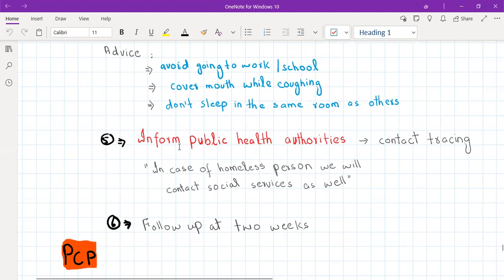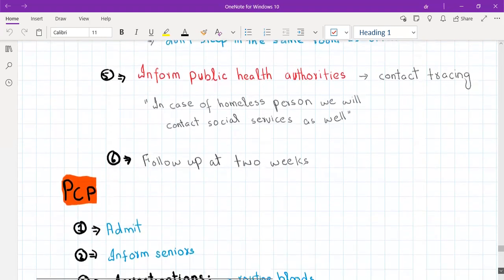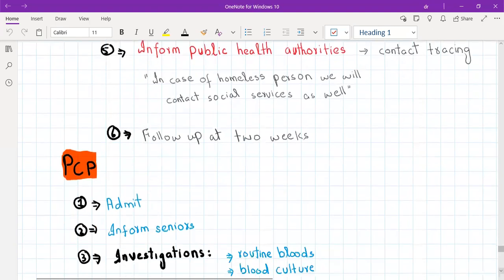Also, if the patient is homeless, then you should contact social services because they will provide some accommodation so that the patient doesn't go around spreading TB. And they will arrange what is called directly observed treatment, where they give TB medication daily to these patients under direct observation to ensure treatment of the disease. Follow-up should be at 2 weeks in case of TB.